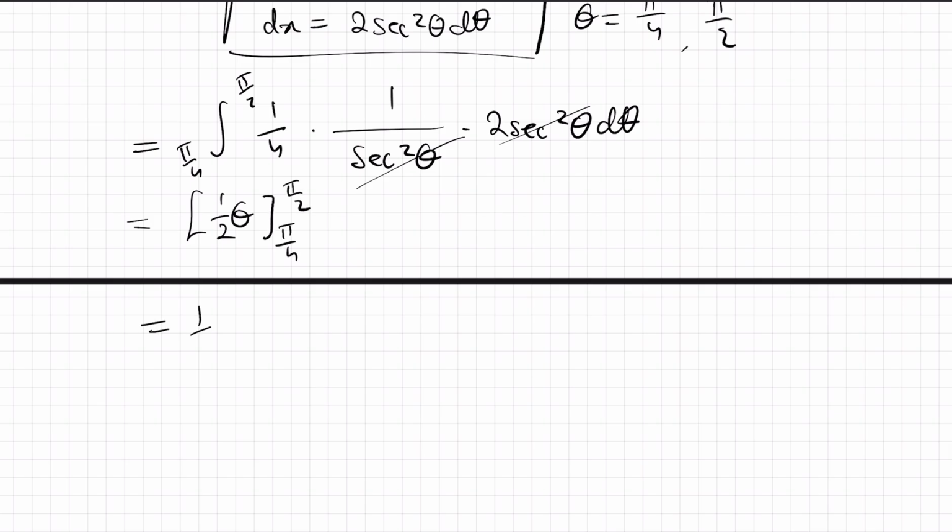And now substituting everything in, we get 1/2 times pi over 2 minus 1/2 times pi over 4, which is going to be 1/2 times pi over 4, which is pi over 8.